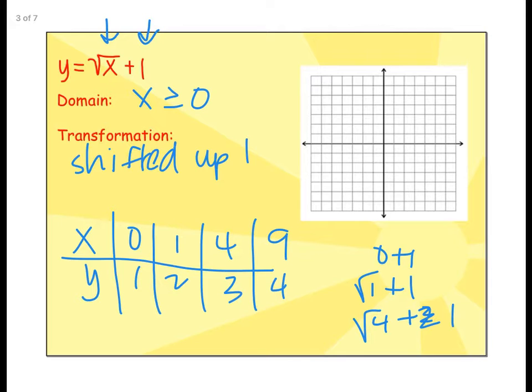So 0, 1. We're at 1, 2. And 4, 3. So we can see it's got that same kind of curve going on as our first example, and the whole thing has just been lifted 1 up on our graph.